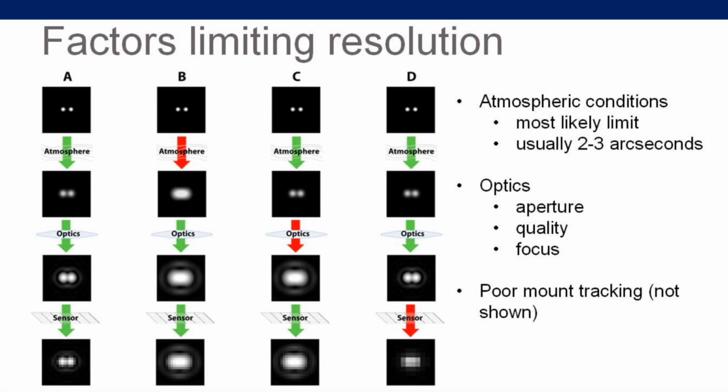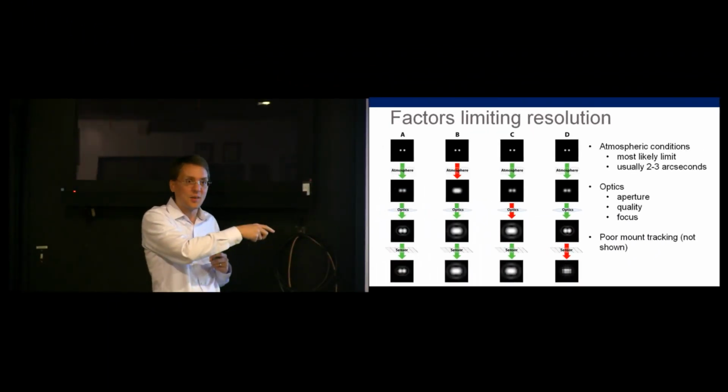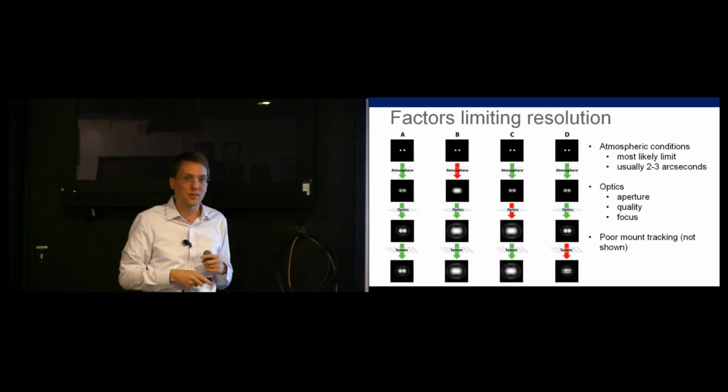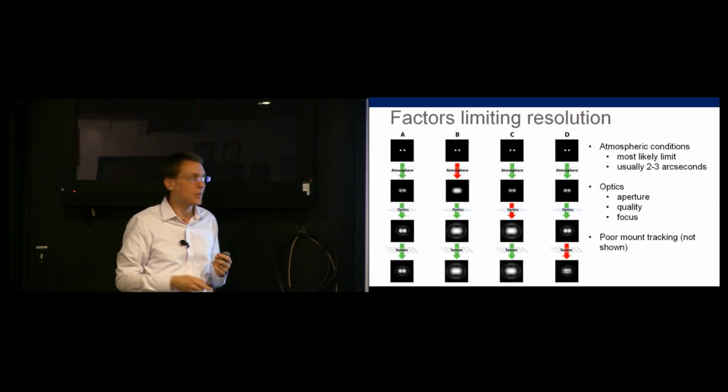In most cases, the atmosphere is your limiting step. So it gets blurred here. At this point, it doesn't matter if you have a huge aperture. It doesn't matter if your optics are perfect. It doesn't matter if your photosites on the sensor are incredibly small. You're not going to resolve anything beyond what the atmosphere has already blurred. You can't resolve something that's already blurred.